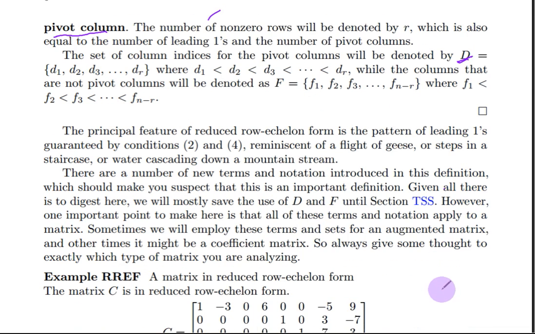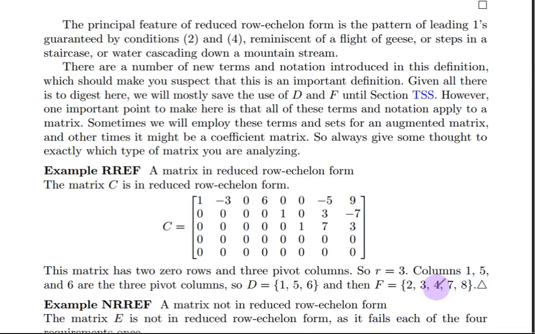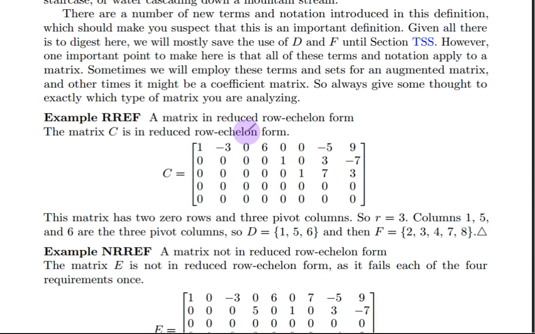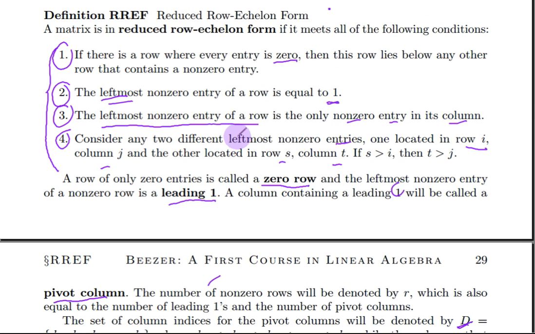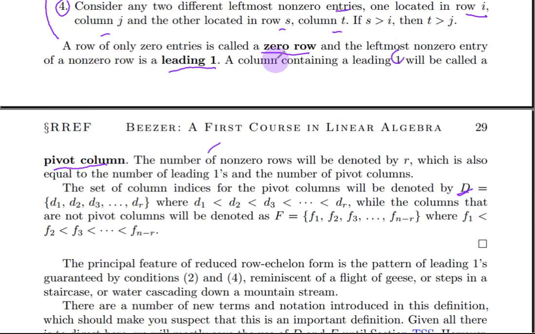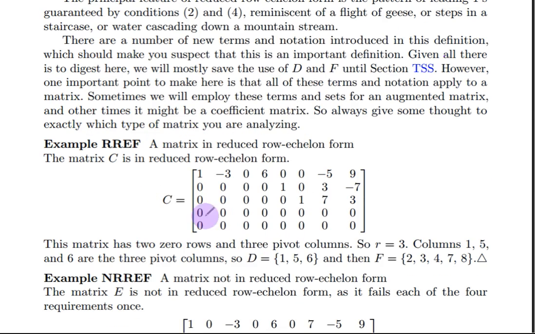Okay. Let's go down. All right, here's an example of a matrix. Let's check and see if this matrix is actually in reduced row echelon form. First condition, if there's a row where every entry is 0, this row lies below any other row. Okay. And we see that's true. We have 2 zero rows, but they're both at the bottom.